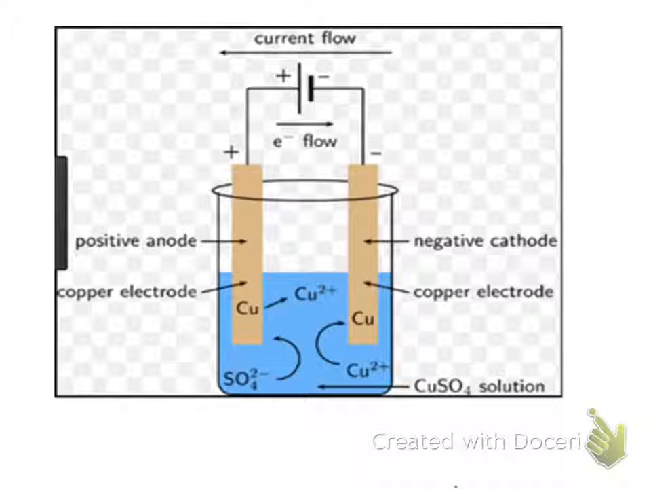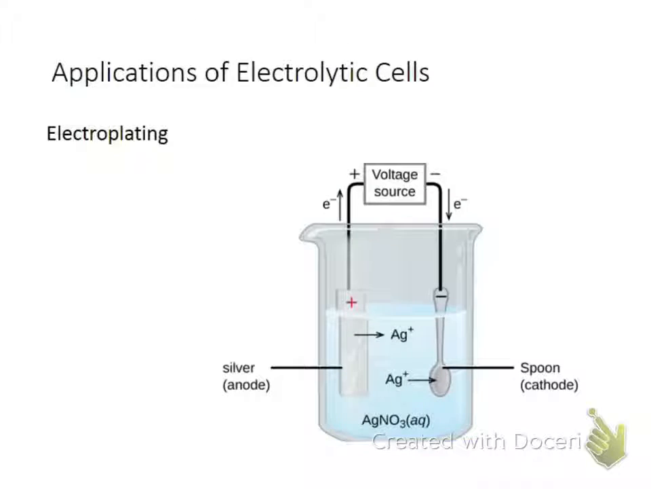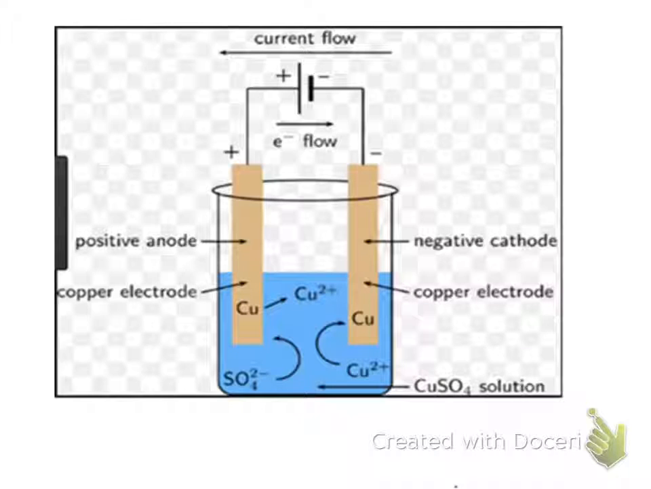The difference is now the cathode is negative. Your cathode is negative and your anode is positive. So that switches on an electrolytic cell.